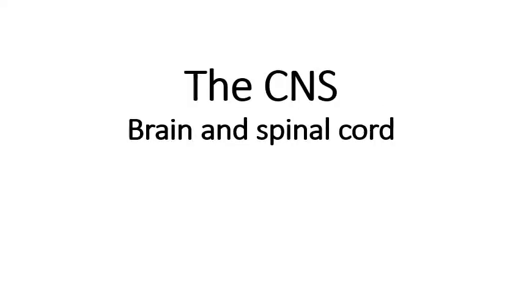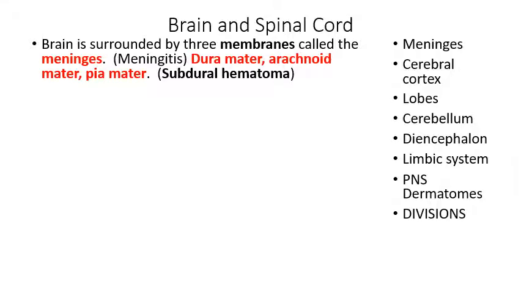So now let's move on from what neurons look like to what the nervous system itself looks like. And we'll start with the brain and the spinal column. All right, now to begin with, the brain is surrounded by the skull, as you know, and then between the skull and the brain, we have three layers of membranes that are collectively referred to as the meninges.